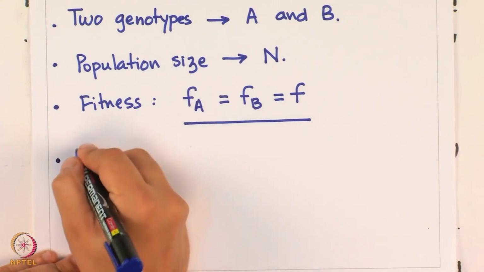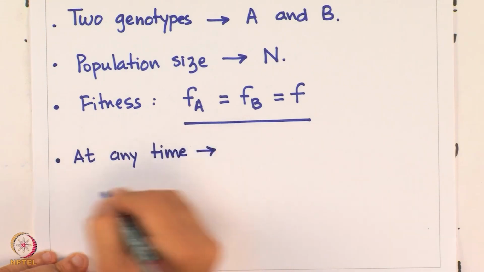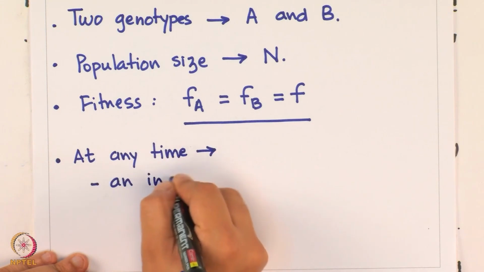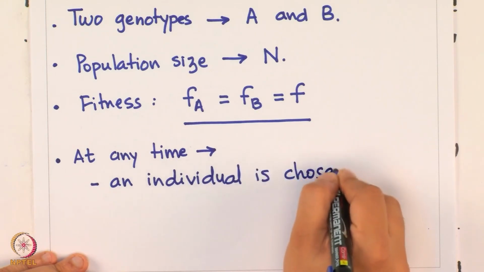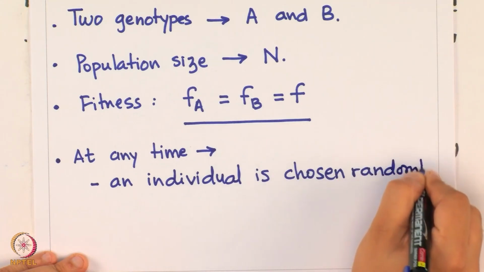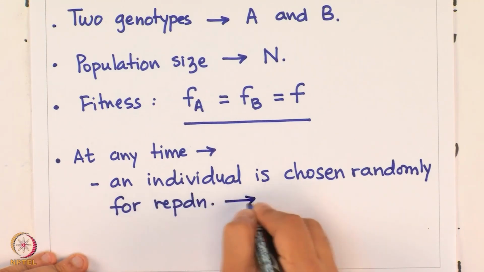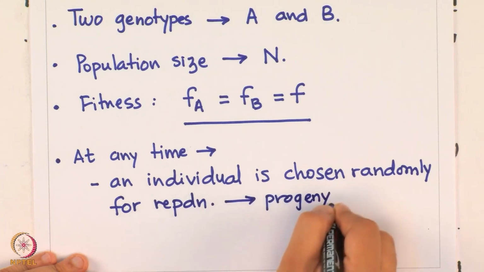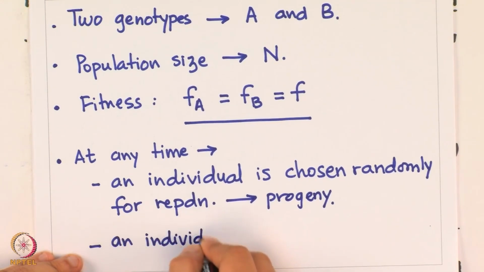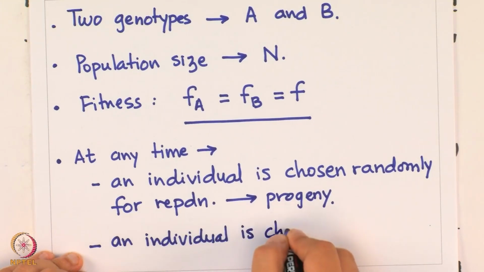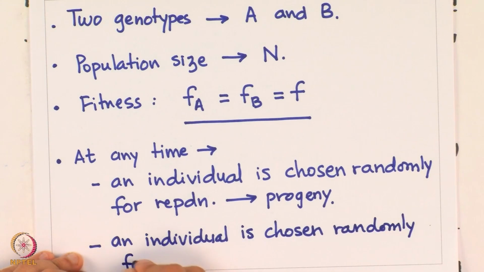And now at any time t, and this is really the key, two things happen. An individual is chosen randomly for birth or for reproduction, which gives rise to a progeny, and an individual is chosen, again randomly, to represent death.